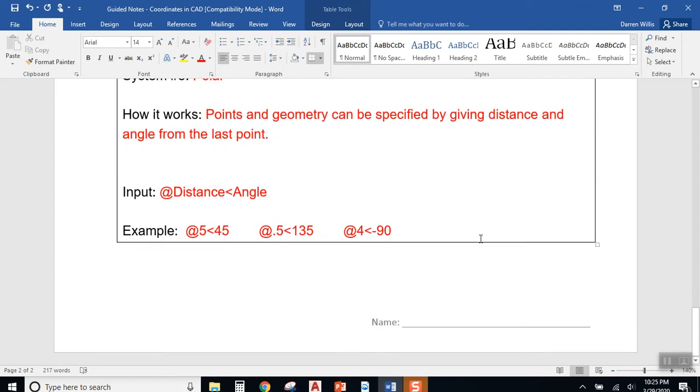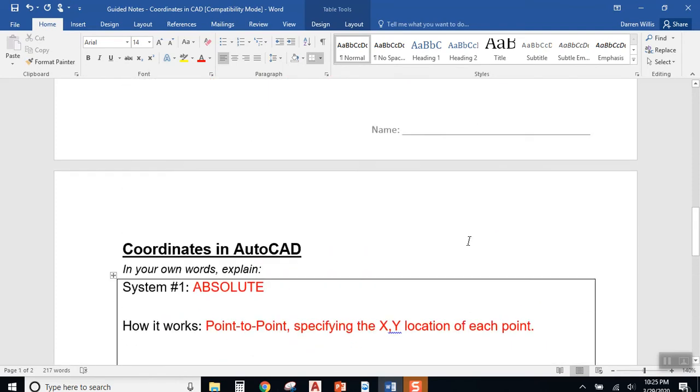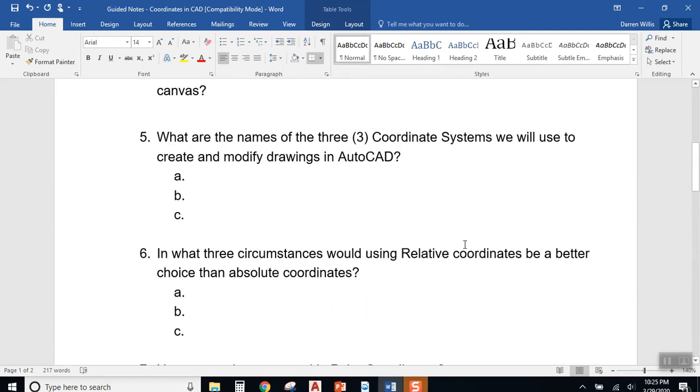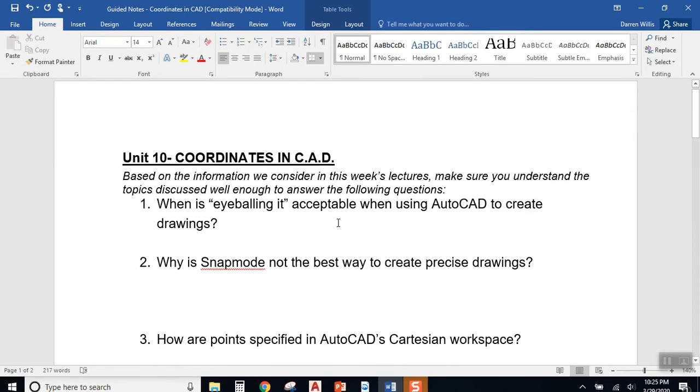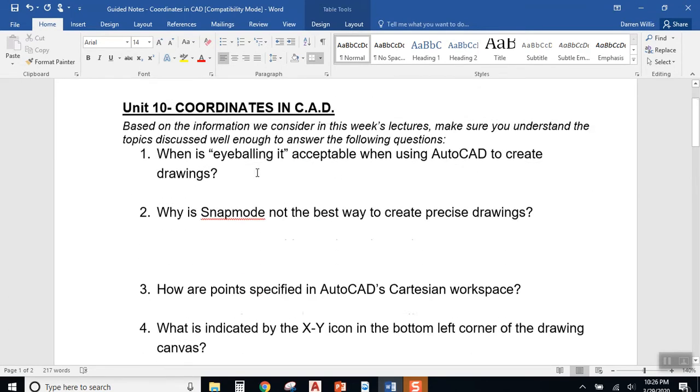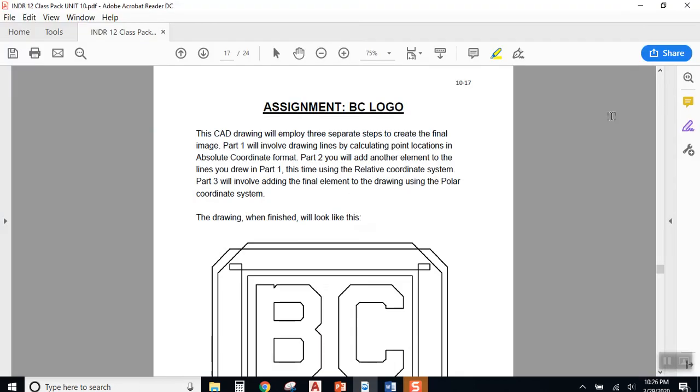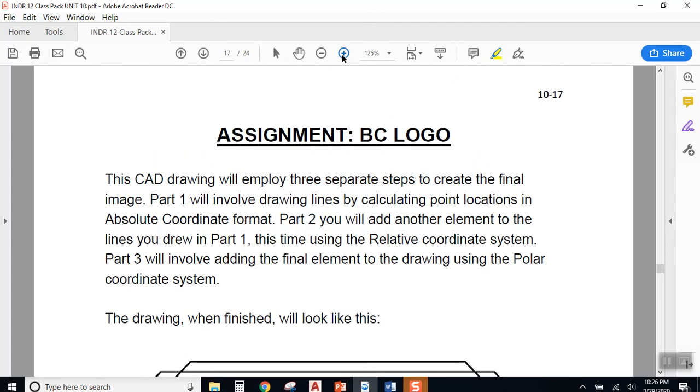Very good. Well, that takes care of our little cheat sheet here for coordinates. We probably have spoken about all of the points on the guided notes page during the course of our lectures. So let's talk about the assignment. The assignment is something called BC logo, Bakersfield College logo. And what you'll be doing is creating a drawing using 3 different processes. You'll be using absolute, relative, and polar coordinates to create the drawing.